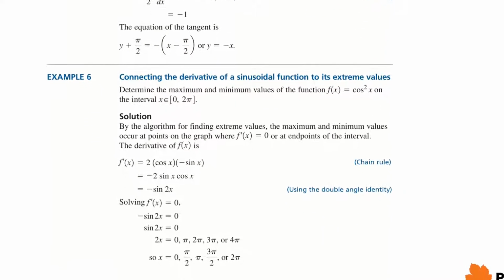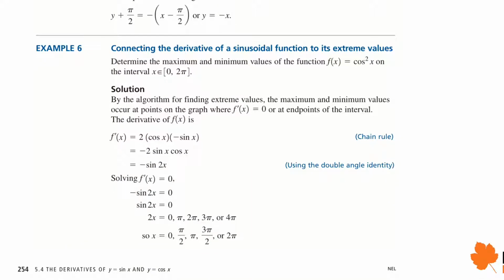Last example. Determine the maximum and minimum of cosine to the power of 2 of x on the interval 0 to 2 pi. Without using the derivative, we know the maximum of this function is 1. Cosine of x is always between 1 and negative 1. Therefore, the maximum of cosine squared of x is 1 and its minimum is 0. To use calculus, we find the derivative. The derivative of the function is negative 2 sine of x cosine of x, which is negative sine of 2x. If we set it to 0, x would be 0, pi over 2, pi, 3 pi over 2, or 2 pi.